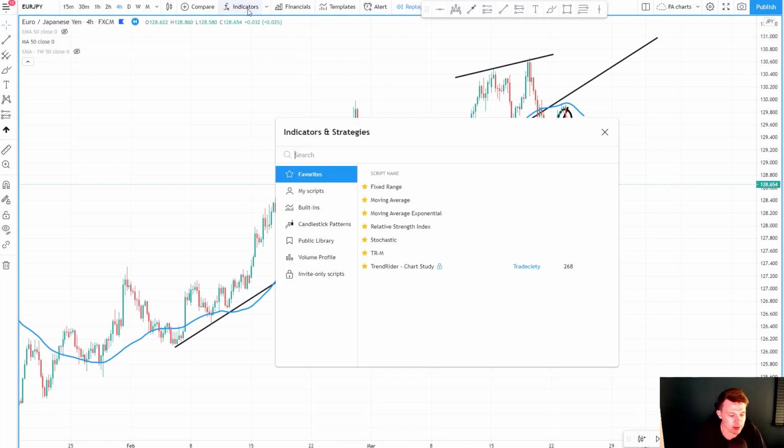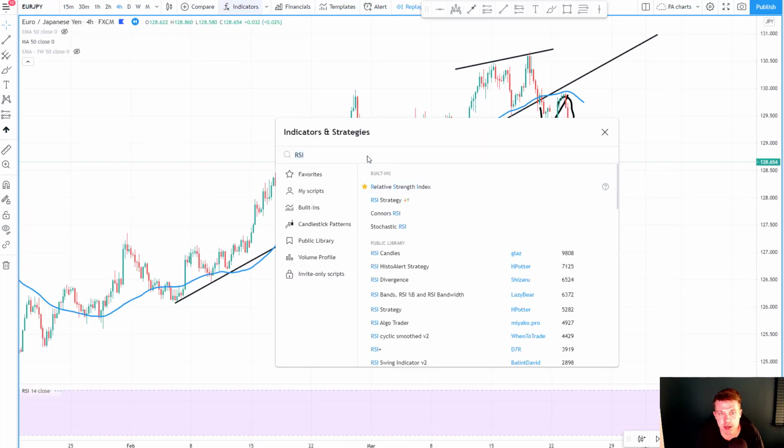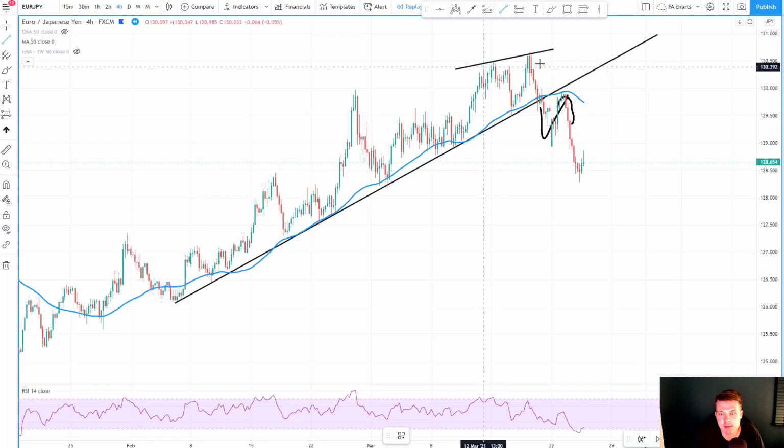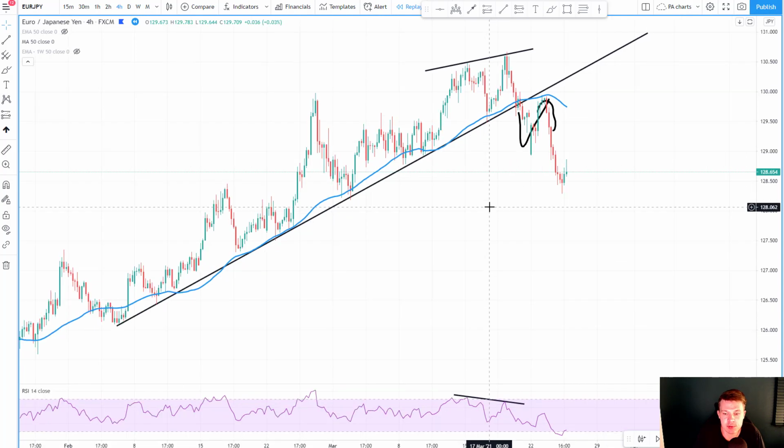Let's try to bring back our RSI. Made it easy in TradingView. And let's see, here's the price action. And when we connect the highs on the RSI, you can see we definitely have a divergence here as well. So here, great chart studies, how you can build a trading approach with multiple confluence factors.